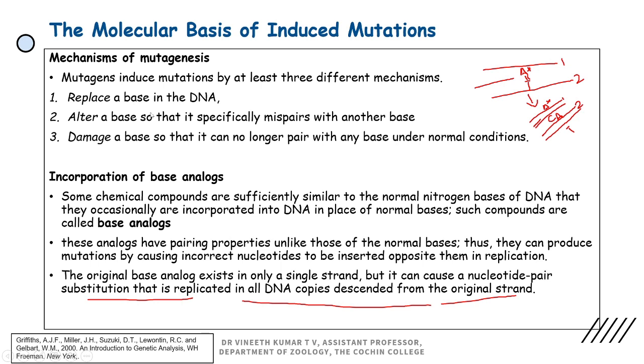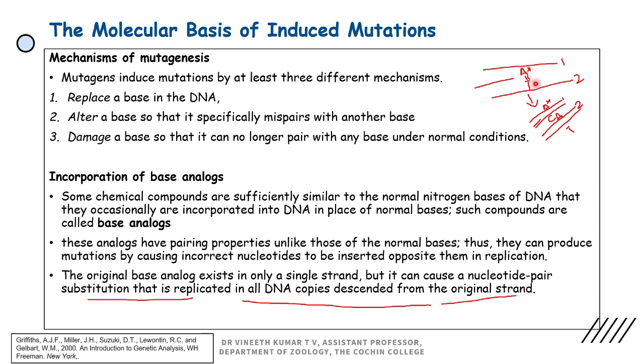Either they can replace a base, or they can alter a base so that it specifically mispairs with another base, or they damage the bases so that they no longer pair with any other bases in the normal condition. So the first category is a base analog, which substitutes the normal base. These base analogs are chemical compounds which are similar to nitrogen bases, and they incorporate into the DNA in the place of normal bases. Such bases are called base analogs. So an example of a base analog is shown here.